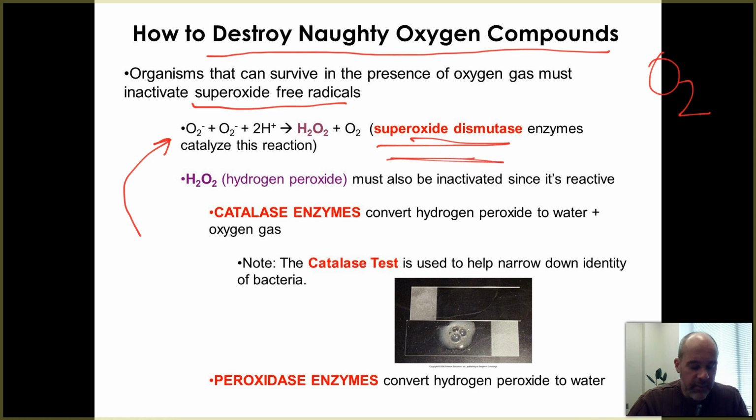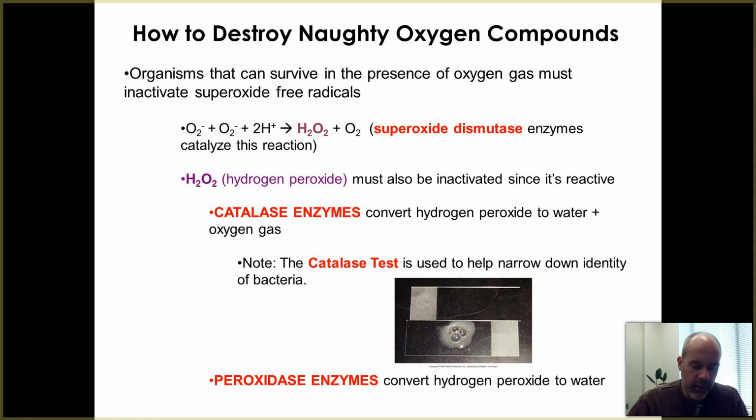What this enzyme does is it takes two of these superoxide free radical ions, combines them with two hydrogen ions that have a positive charge. Those are your inputs. The output of the reaction: hydrogen peroxide, H2O2, plus oxygen gas. Okay, so this enzyme makes this reaction happen. It forces these things to occur.